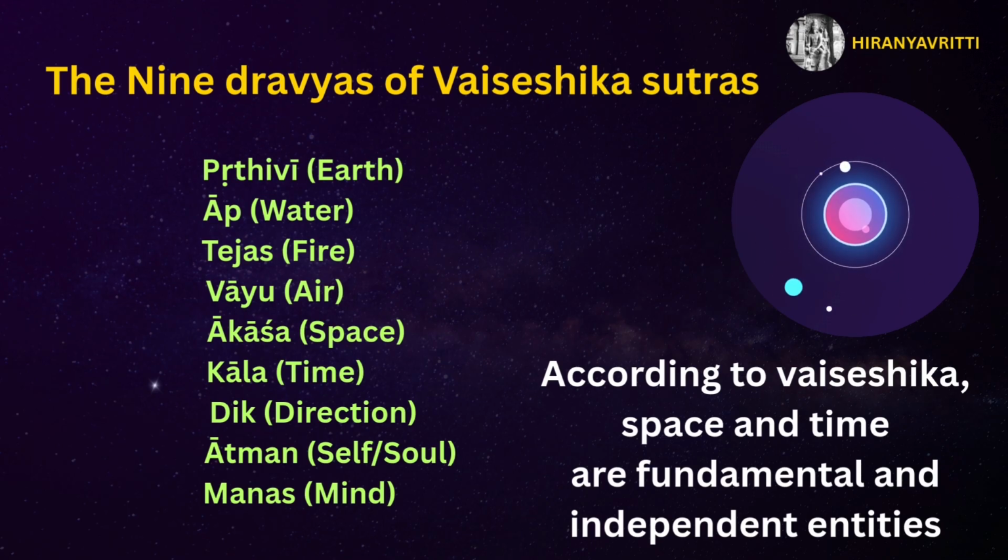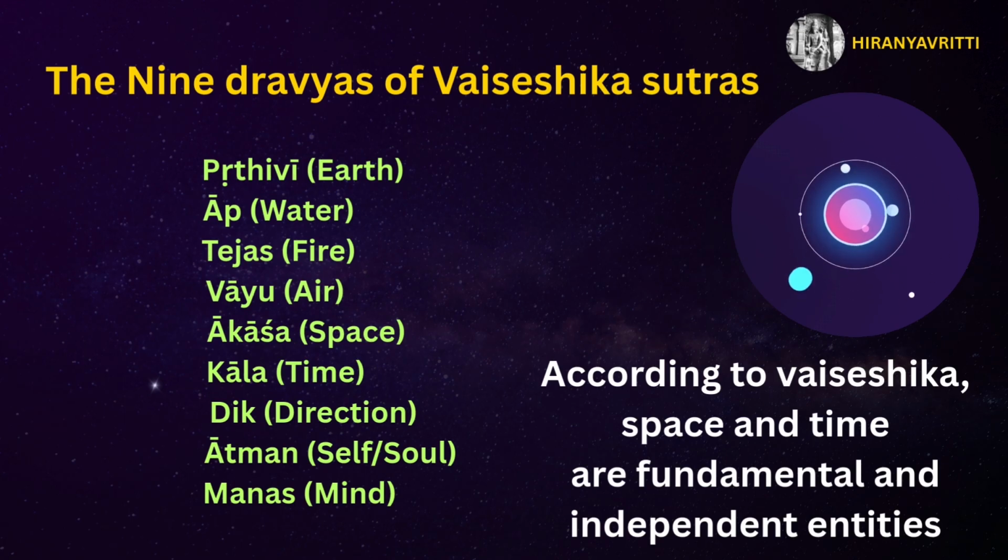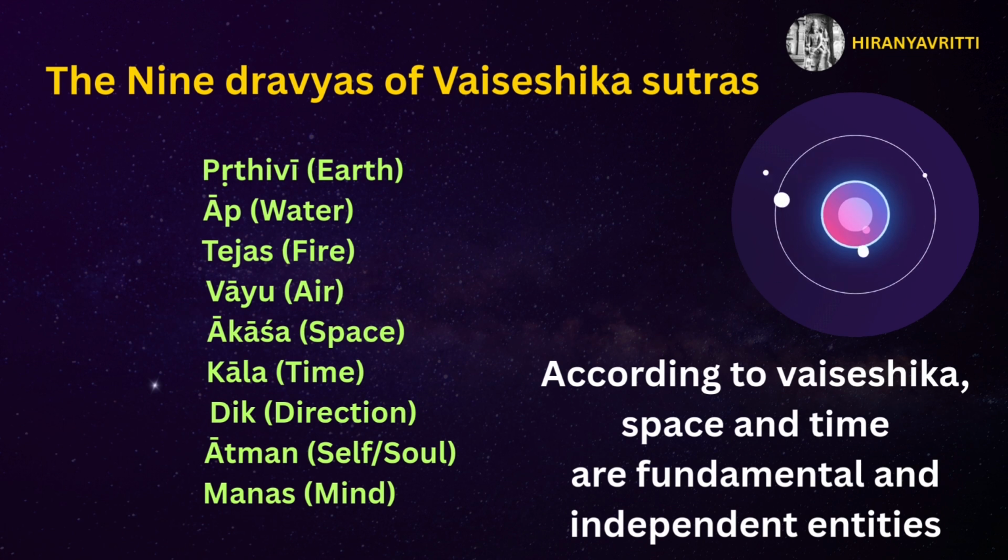In the Vaiseshika Sutras, both space and time are counted among the 9 eternal dravyas or fundamental substances. These are not produced from anything else and remain always unchanged, independent, and all pervading, which is a very unique feature compared to other philosophies.